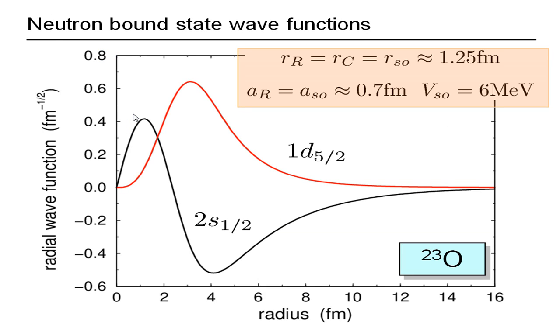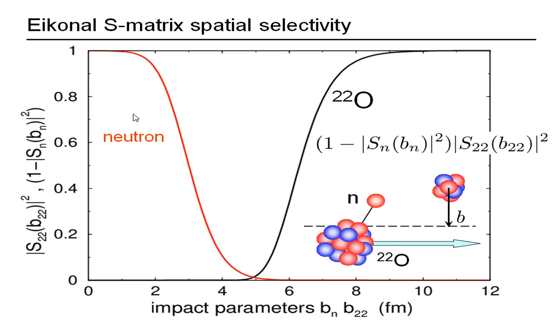This is what the single particle wave functions look like. Standard geometry, 1.25 radius, spin-orbit force of 6 MeV, a diffuseness of 0.7, and nothing special there. This is the D wave bound by 6 MeV. This is the 2s1/2 state. It's got a node because it's the second S state, and this is what the radial wave functions look like. So given that, we can calculate the cross sections.